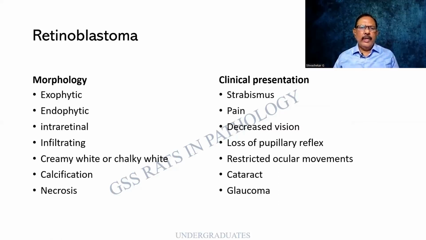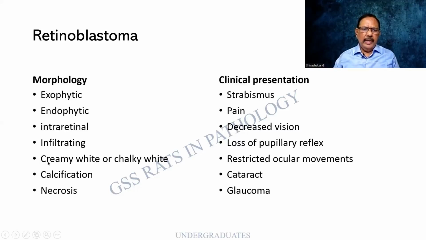Now, the retinoblastoma can be of two types basically. An exophytic, that means it protrudes like a cauliflower, or endophytic, it infiltrates into. Sometimes it remains intraretinal. So it can be within the retina per se, and when they put in an ophthalmoscope, they might not be able to locate a tumor.